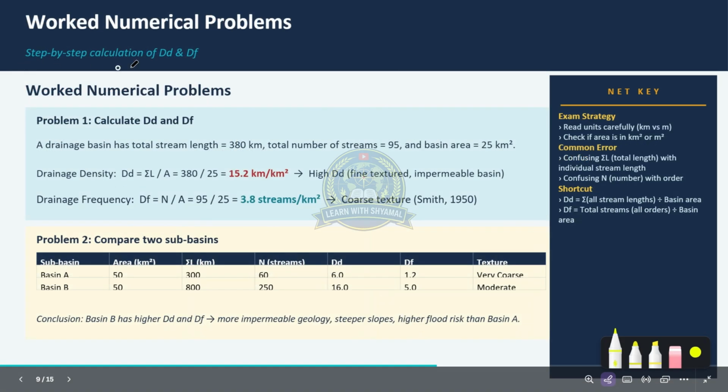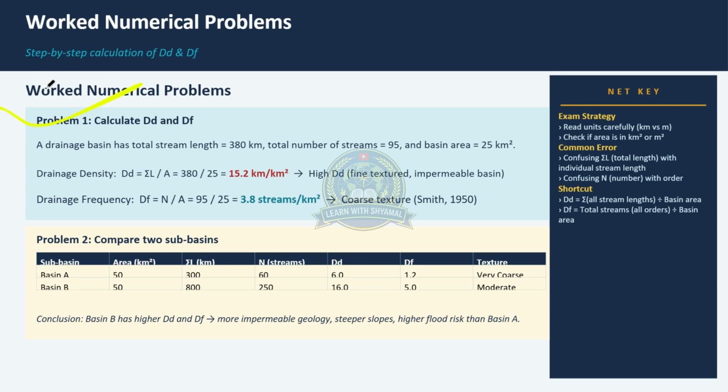Okay, worked numerical problems. This is an example of a practical example. Read units carefully. Say, if area is in square kilometers or square meters, the unit is in meters. Then there are some common errors: confusing the summation L, total length, with individual stream length, and confusing N, number, with order. Okay, these are practical examples.